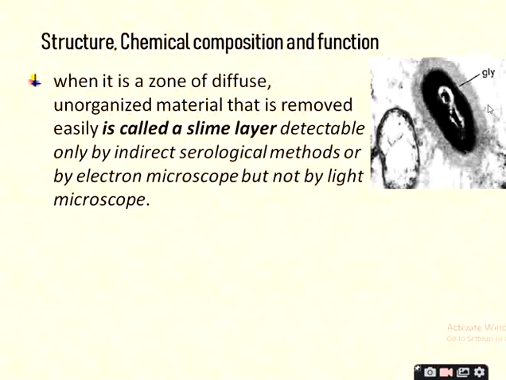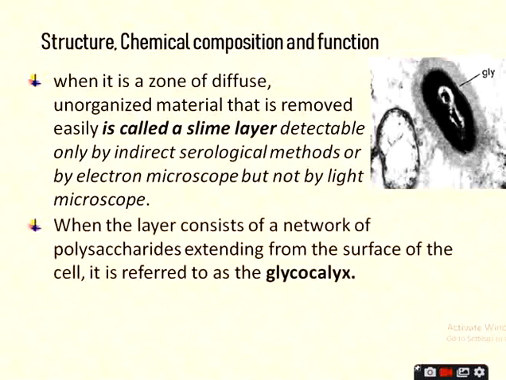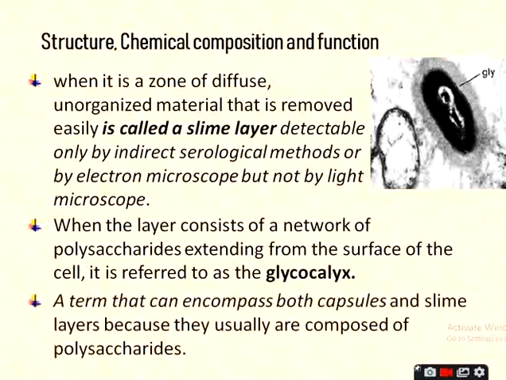When the layer consists of a network of polysaccharide extending from the surface of the cell, it is referred to as a glycocalyx. See, here is the glycocalyx. It is a term that encompasses both capsule and slime layer because they usually are composed of polysaccharides.